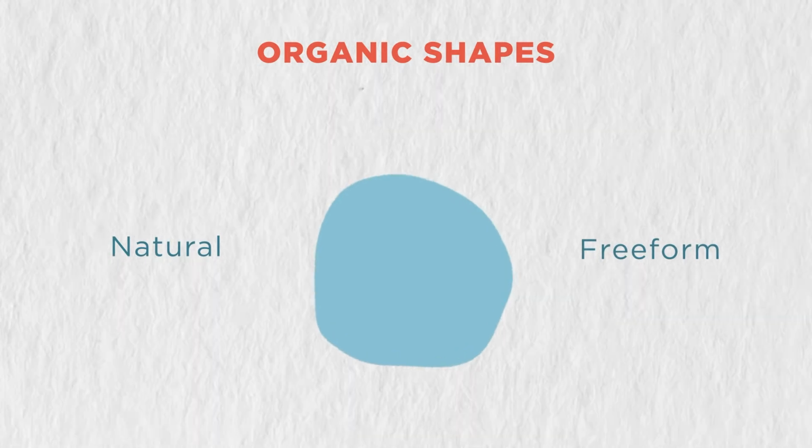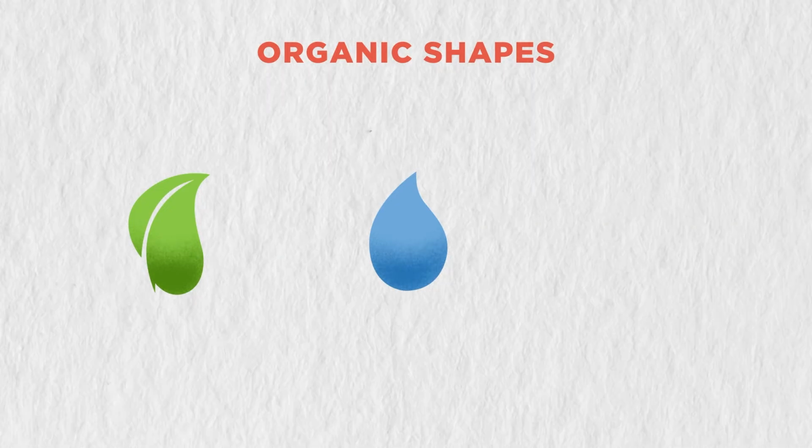The other type are organic shapes. They are more natural and have free form. You see them in nature like the shape of a leaf, that of a water droplet, or even a silhouette of a figure. All of these are organic and natural.